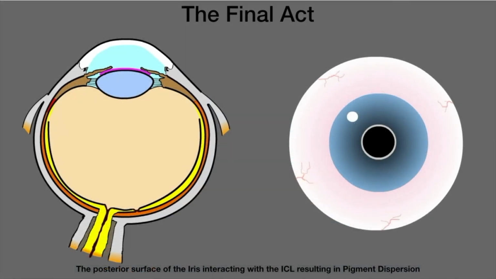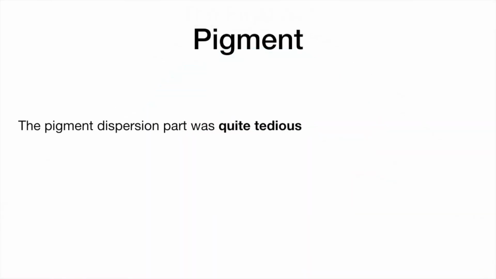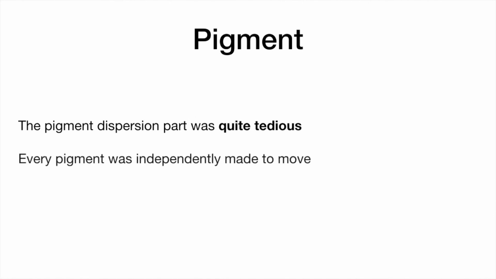In the final act, the posterior surface of the iris interacts with the ICL, resulting in pigment dispersion and pigment getting accumulated in the angle. The pigment dispersion part was quite tedious, as every pigment had to be moved independently.